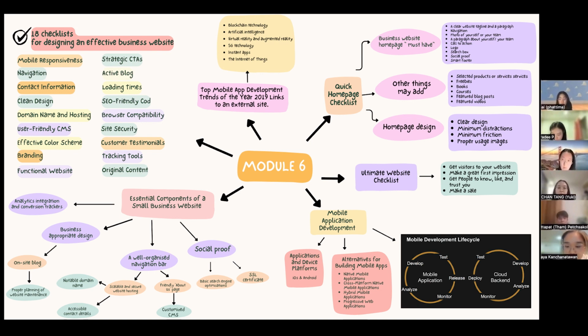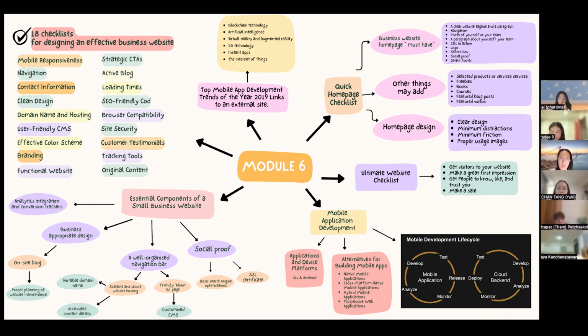The next one is about the domain name and hosting, which is choosing memorable domain names and reliable web hosting to improve accessibility and online presence. The next one is about a user-friendly CMS, which is a content management system like WordPress for easy content organization and management. The next one is about the effective color scheme, which is a complementary color scheme to enhance web aesthetics and also recognition.